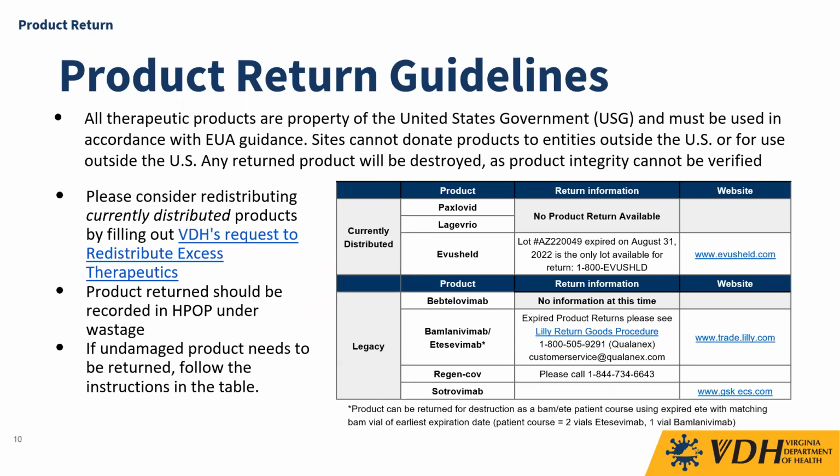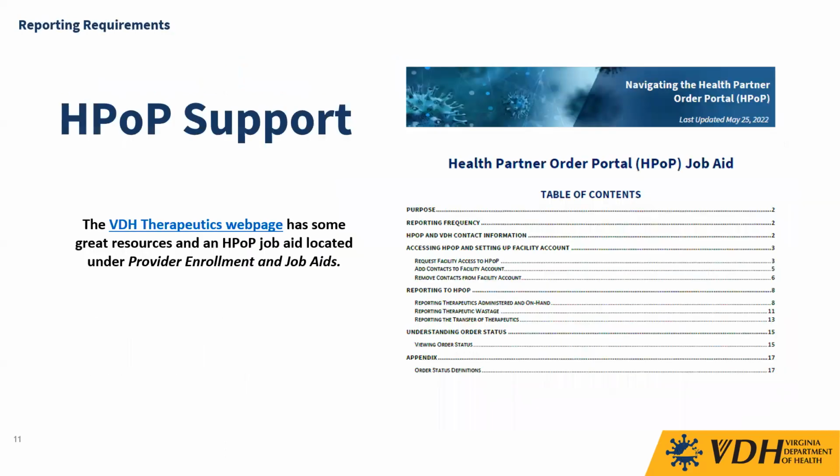For unneeded or excess product that are currently distributed therapeutics, please consider redistributing it through the VDH redistribution process, where it goes to another provider in Virginia. If you are interested, please fill out a redistribution survey, which is located on VDH's website, and will be covered more in these coming slides. Lastly, on our website, we also have some great resources and an HPOP job aid with additional helpful information located under Provider Enrollment and Job Aids.